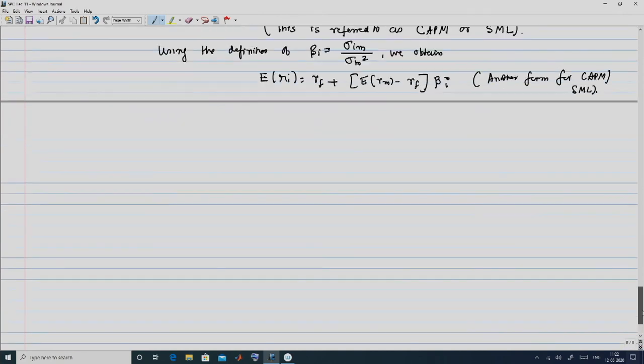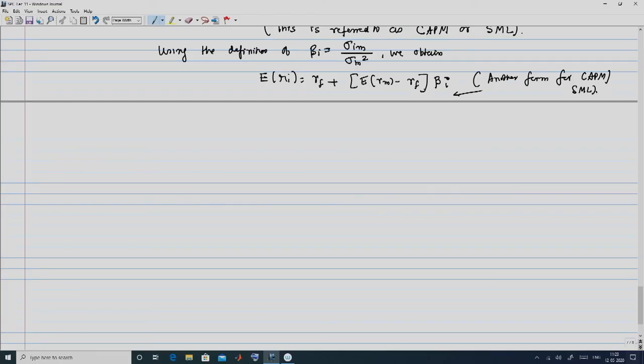Okay. Now, I have used the term capital asset pricing model, and what I have done here is essentially I have got the expected return on an asset in terms of the beta of that particular asset, the risk premium, and the risk free asset RF.